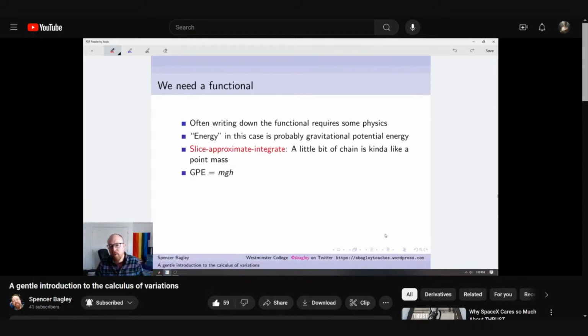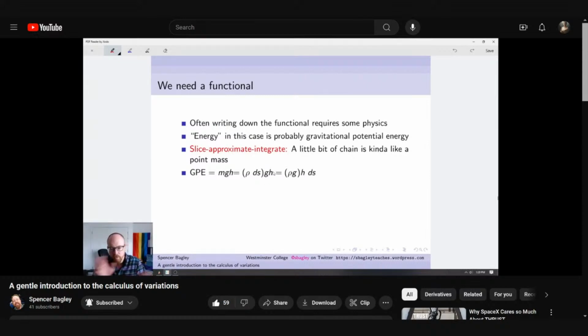We are going to slice, approximate, integrate again. We're going to think of a little chunk of the chain as a point mass, and then the gravitational potential energy of a point mass is the mass of that thing times acceleration due to gravity times the height it has above the ground. Well, the mass of that little thing is going to be the mass density of the chain times ds. Oh, look, there's that ds that I told you was going to show up again, multiplied by g multiplied by the height. I am going to assume here that the mass density of the chain is constant, which is a pretty decent assumption because otherwise things would get real bad.